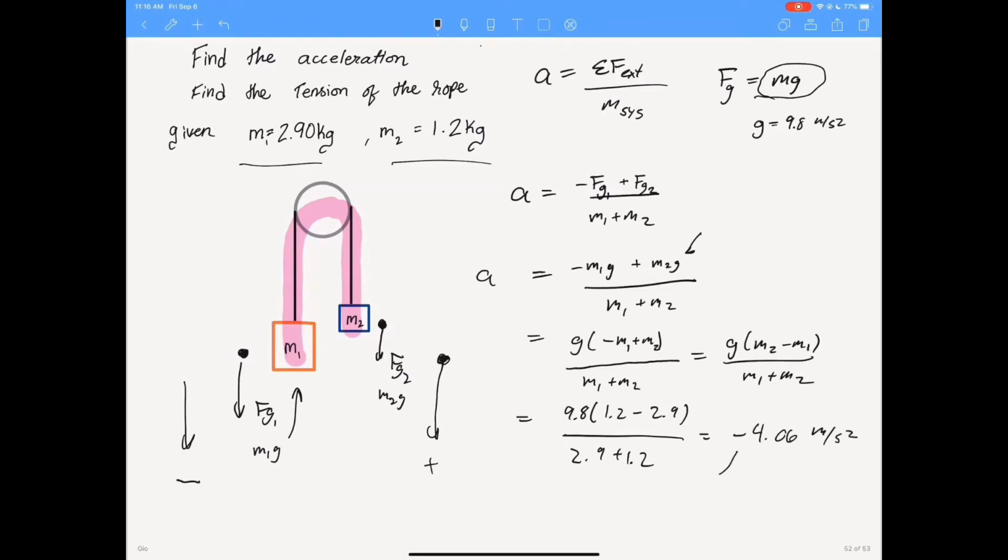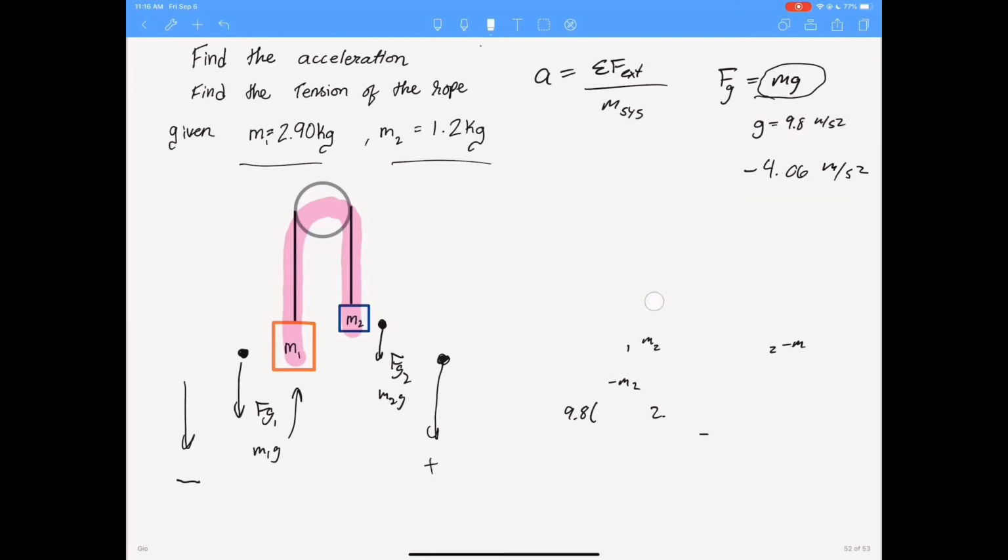So what does the negative indicate? The negative indicates that the system is going down on the left side, which we labeled as negative. That should be intuitive because this was the heavier mass, so the system should move in the direction of the heavier mass. All right, so that's the first part. We know the acceleration. Now let's find the tension.